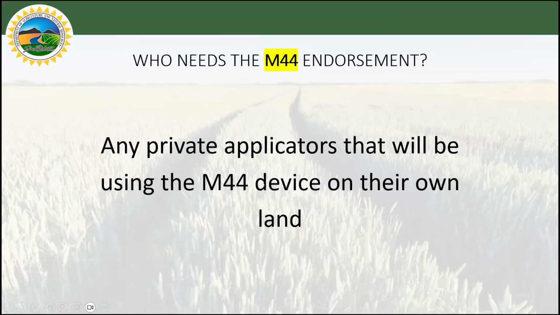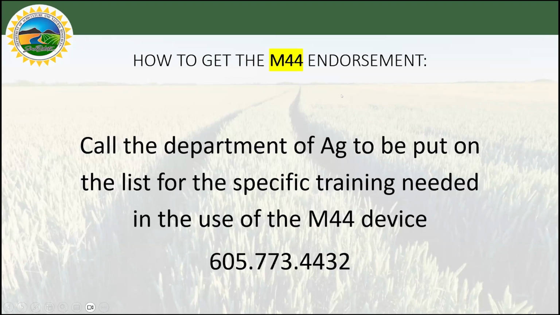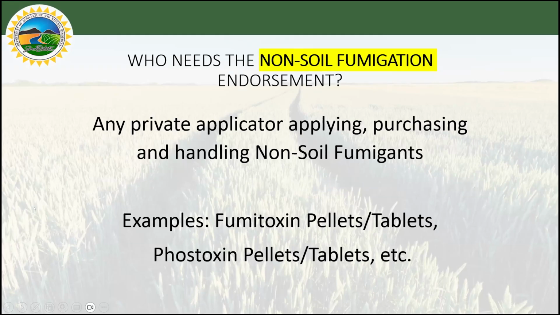Who needs the M44 endorsement? Any private applicator that will be using the M44 device on their own land. How do you get it? You will call the Department of Ag to be put on the list for the specific training needed in use of the M44 device. And then, as always, you can call our phone at 605-773-4432.